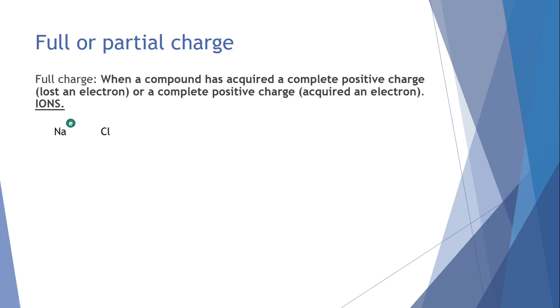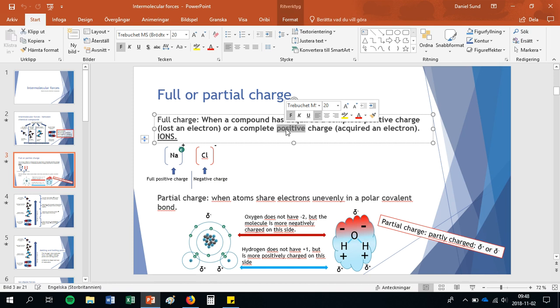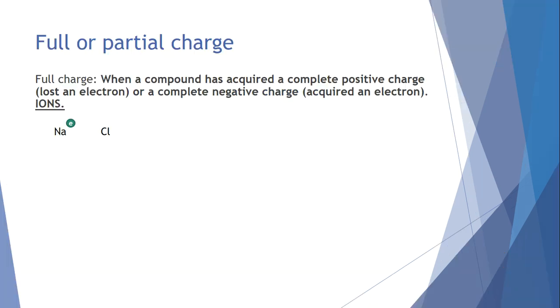But first we need to make a distinction between full or partial charges. A full charge, we've covered these when we talked about ions. That is when a compound has acquired a complete positive charge, that is, it has lost an electron, or a complete negative charge. And I'm going to change that in real time. So everything's correct. There we go. So a complete negative charge. So we get more negatively charged when we acquire electrons, right?